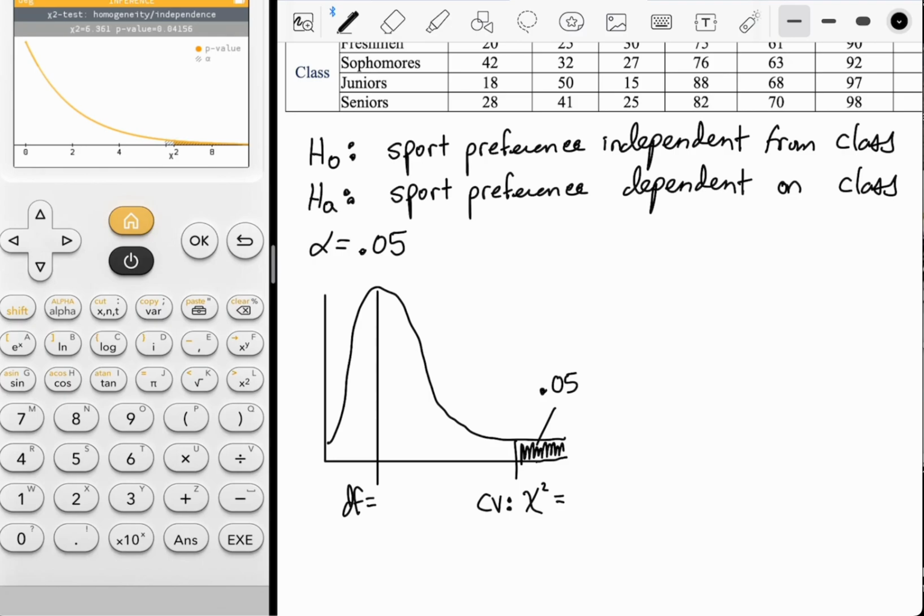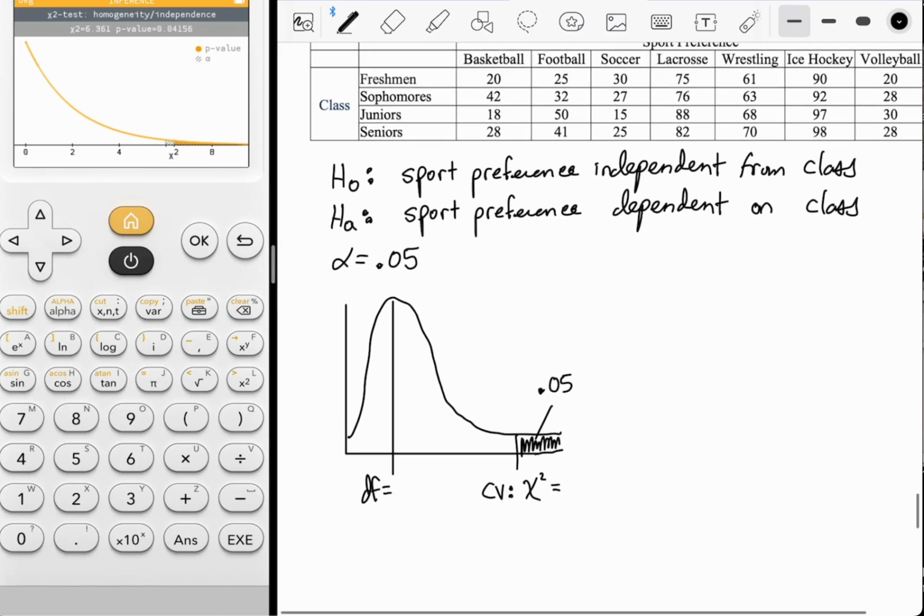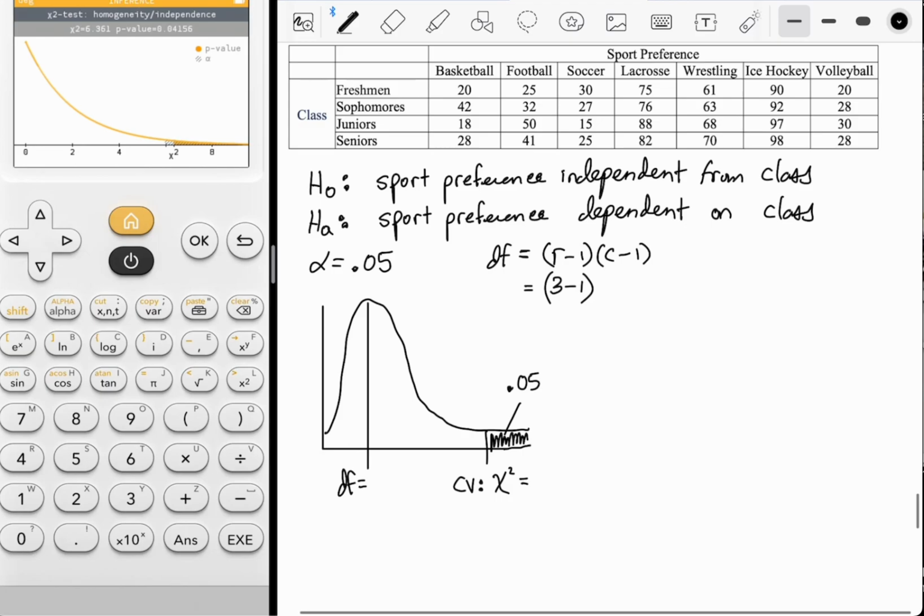Right, so degrees of freedom, the definition, or the formula, we know the definition for the most part: number of rows minus 1 times number of columns minus 1. It's basically you're applying a degree of freedom to each of the variables. All right, so we have 3 rows, so 3 minus 1. And we have a lot of columns. Let's see, 3, 4, 5, 6, 7 columns, so 7 minus 1. So 2 times 6, so 12 degrees of freedom. So that goes in the center of the hump there.